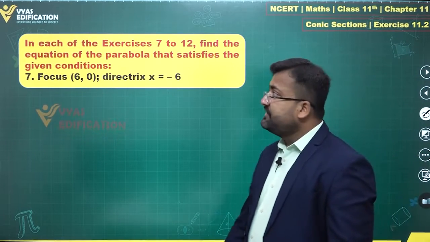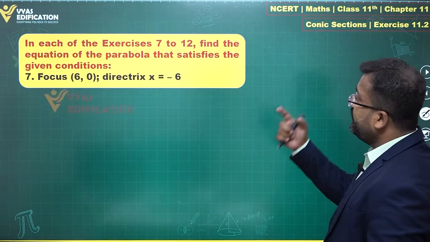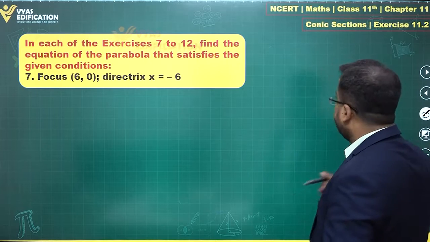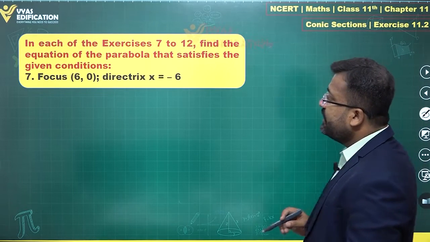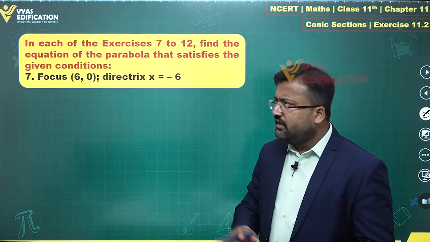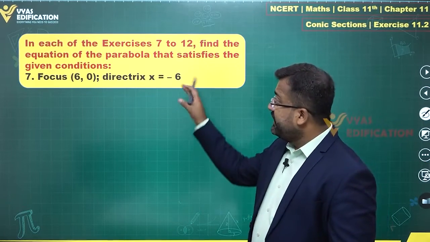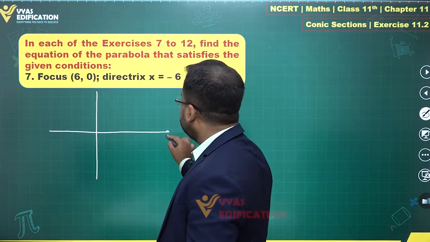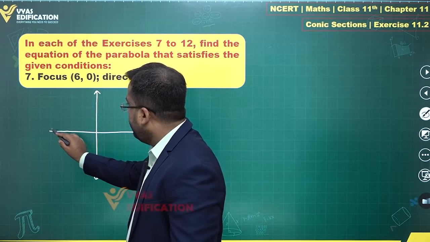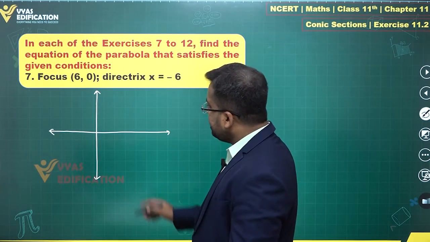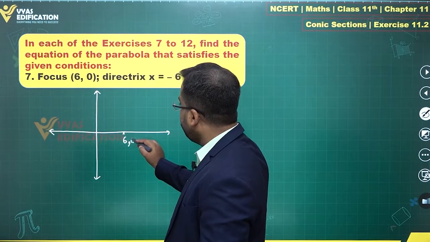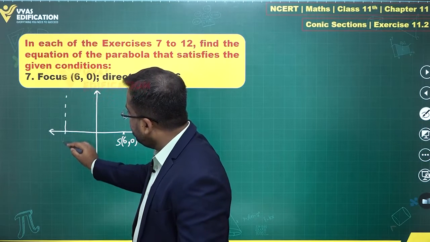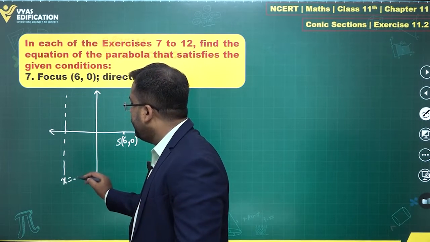The 7th question says, in each of the exercises 7 to 12, find the equation of the parabola that satisfies the given conditions. In this particular question, we are supposed to find the equation of the parabola. So for finding the equation of a parabola, first we'll have to draw the diagram on the basis of whatever is given. If the focus is 6 comma 0, let's mark the x-axis and y-axis over here. So the focus is here, this is 6 comma 0. This is my focus, and the directrix is x equals minus 6.